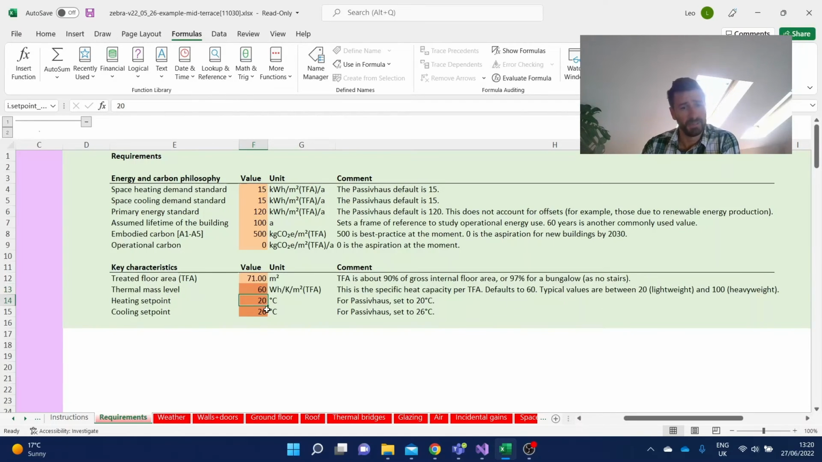The heating set point is the point at which we would start to heat the building. We would aim for the building to not get cooler than this point. And the default for Passive House is 20, but you can override that value at higher complexity levels. And the cooling set point is just the same, but for cooling. So it's the point at which we would start to cool the building down.